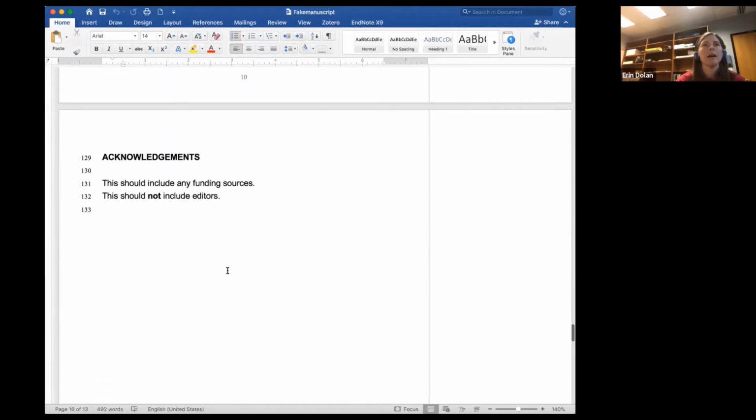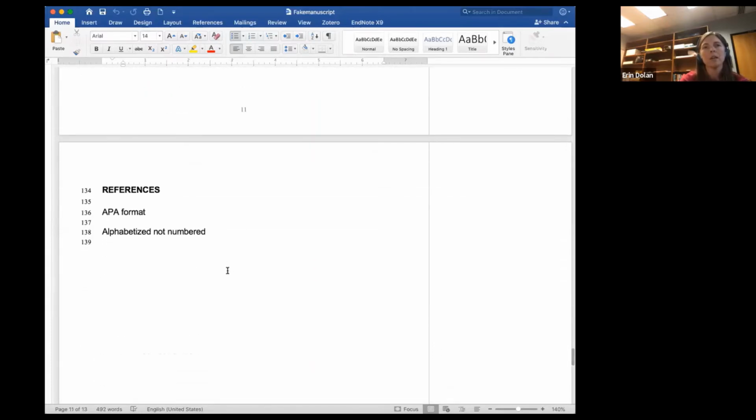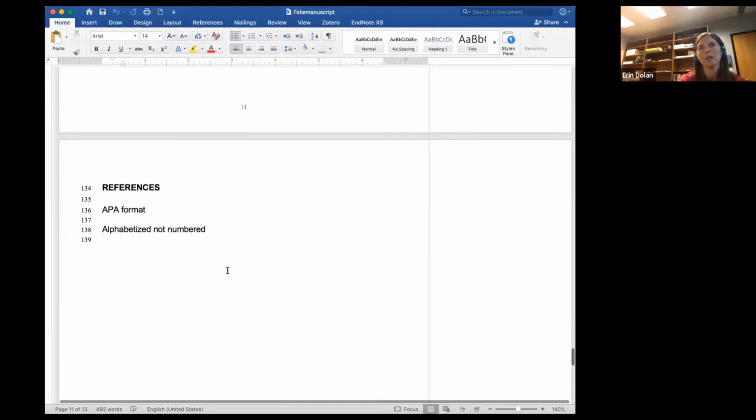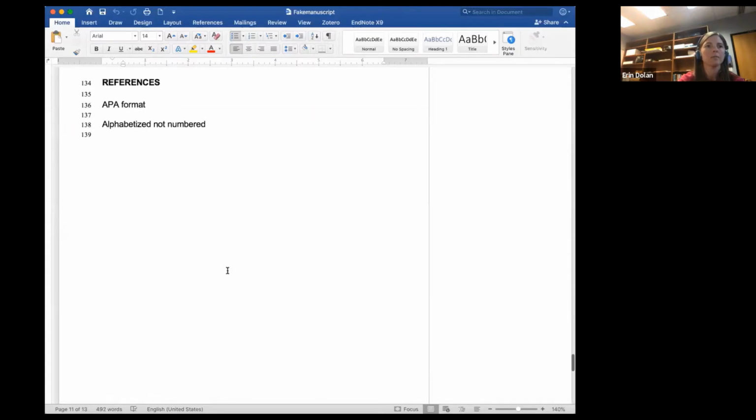Acknowledgements are a place where you should include any recognition of funding sources. And as much as I appreciate authors acknowledging editors, that's our job, to do the editorial work. So no need to acknowledge editors. And then finally, references. Please include those in APA format. We've included examples on the Information for Authors page. And please alphabetize rather than number them. This makes it easier for reviewers to look at who you've cited and to understand how to make sense of your work in context.